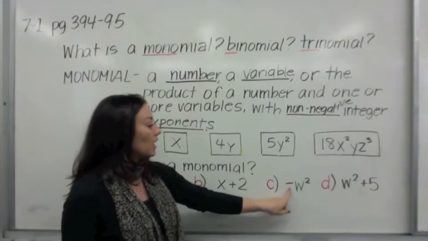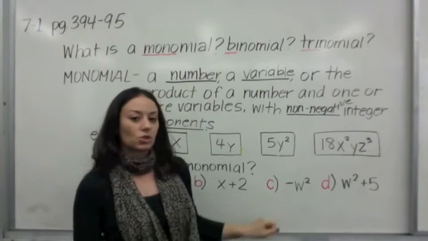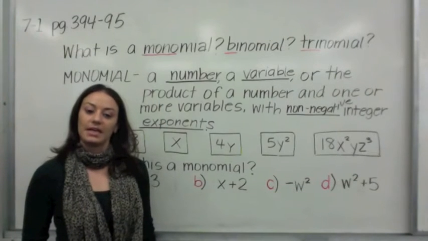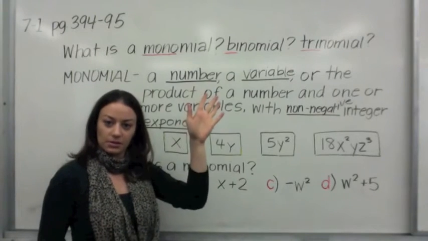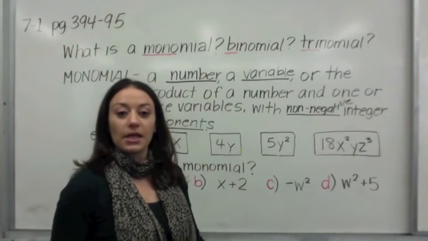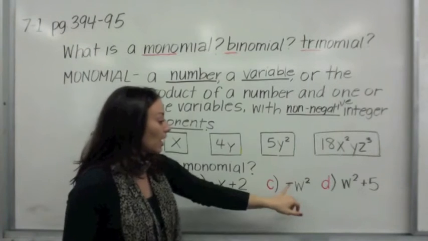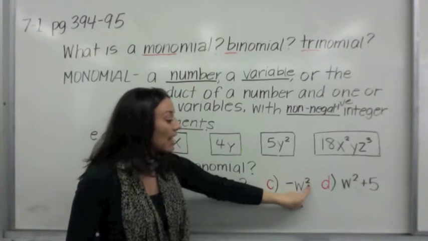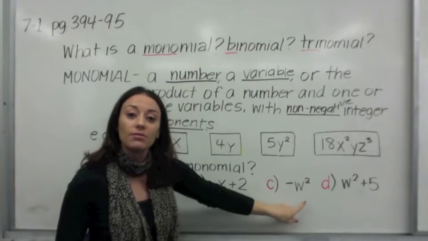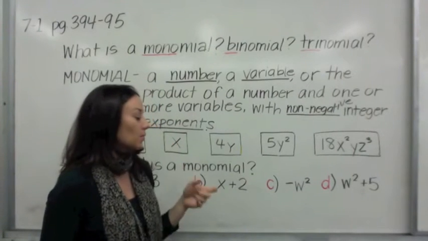Okay, next one, negative w squared. Negative w squared, is it a monomial? Who thinks yes? Yeah, it is. Okay, there is a negative, but there's just a negative 1 being multiplied by w. Is the exponent negative? No. All right, next one.